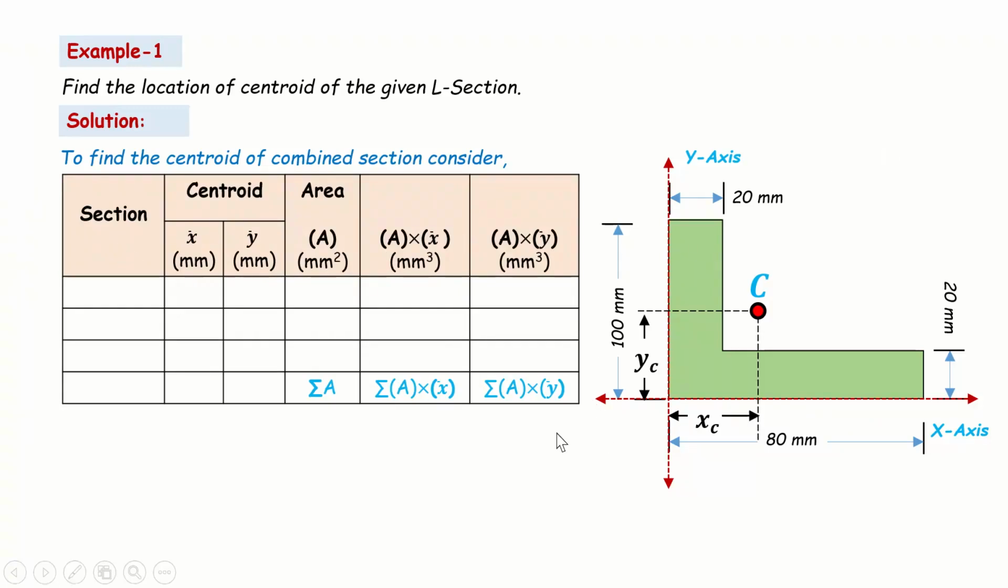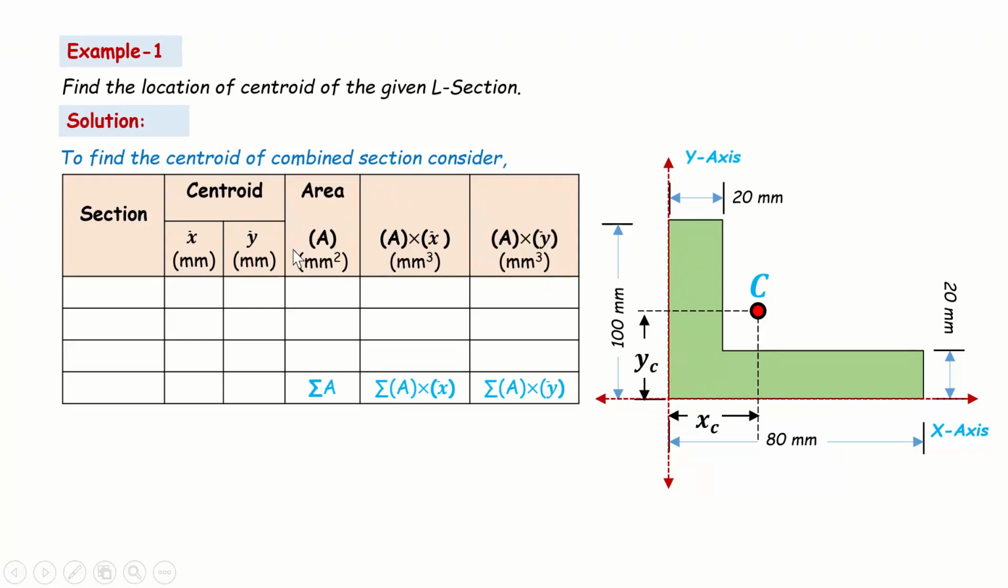In order to find the centroid of a combined composite section, consider this particular table. This table is very important. If you follow this table, you can easily find the centroid of any section. This table consists of sections. We are going to divide the entire composite section into individual sections. How many individual sections we get will come in the section column, and each individual area will have its x coordinate and y coordinate of centroid. We will see the centroid of each individual area and find out their corresponding x and y coordinates.